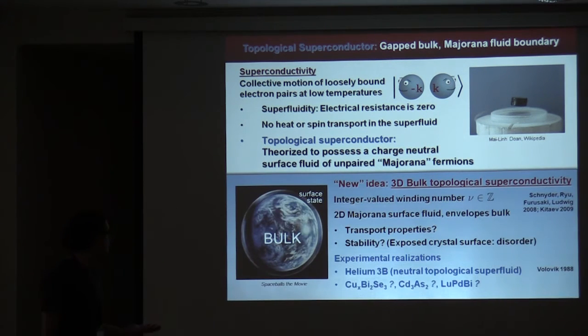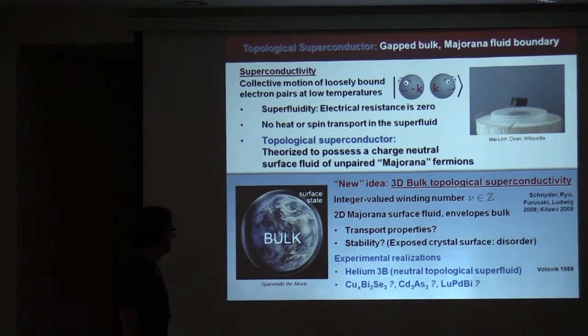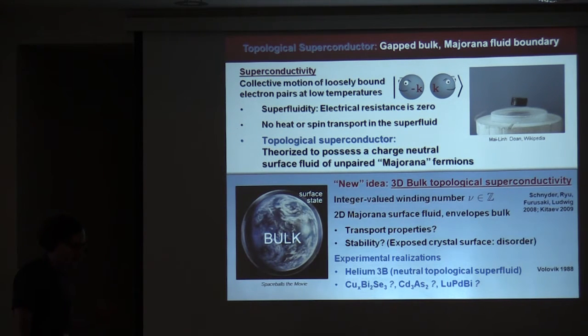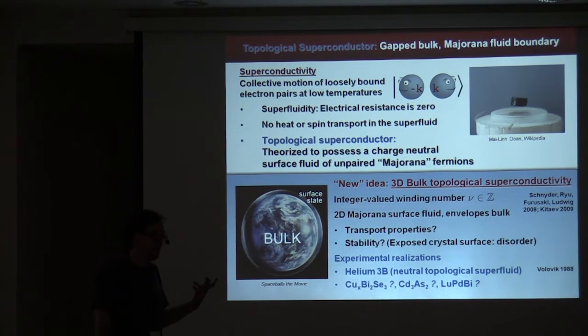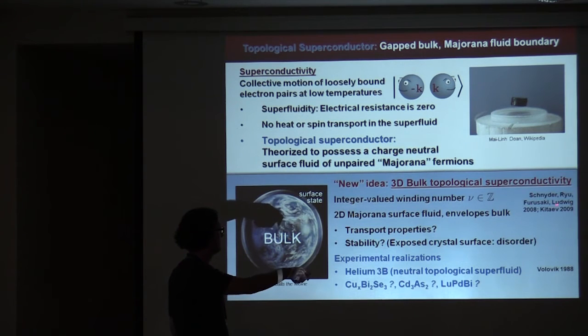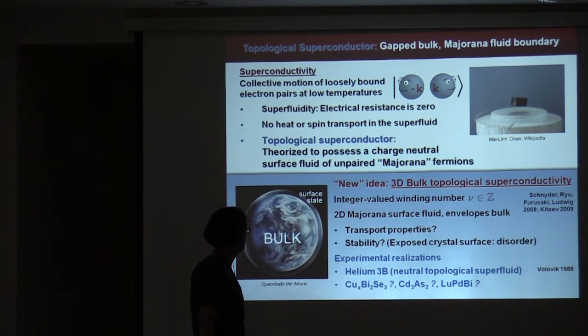So topological superconductivity is not a new idea. It's been around in the guise of p plus ip, the 5/2 state of the fractional quantum Hall effect. Volovik's been talking about helium-3B for many, many years. But I think the notion of topological superconductivity in solid-state materials is relatively new. And as far as I know, the first suggestion of this was in a paper by Andreas Ludwig in 2008, and shortly thereafter by Kitaev.